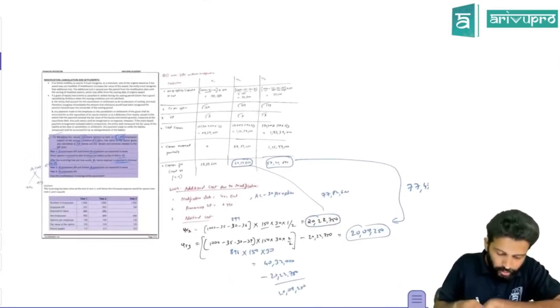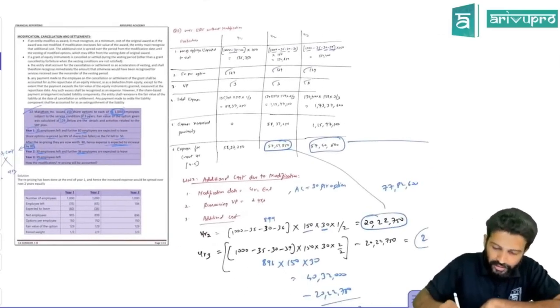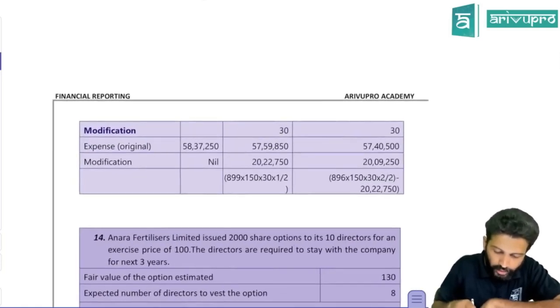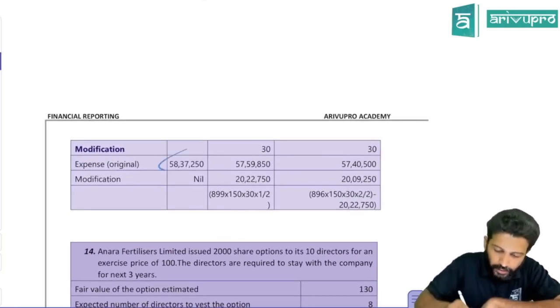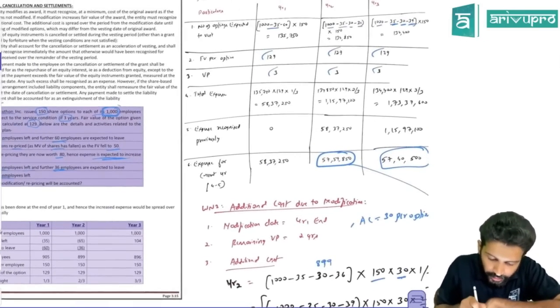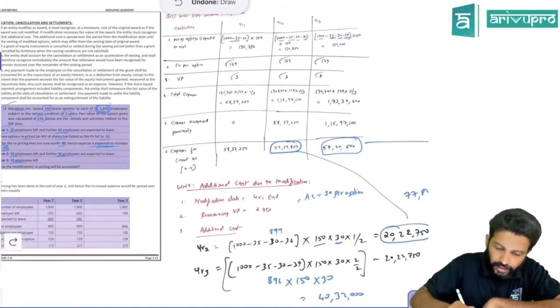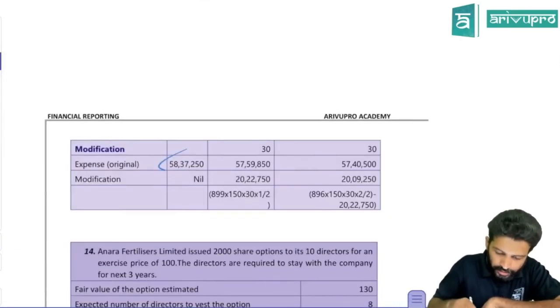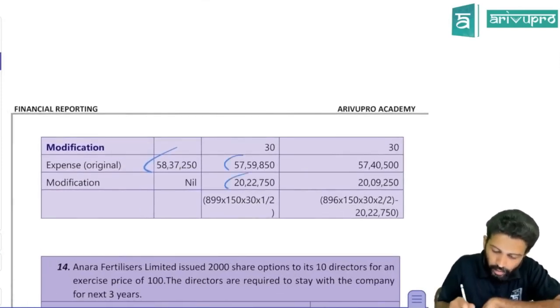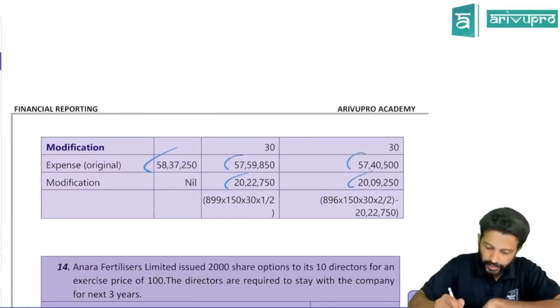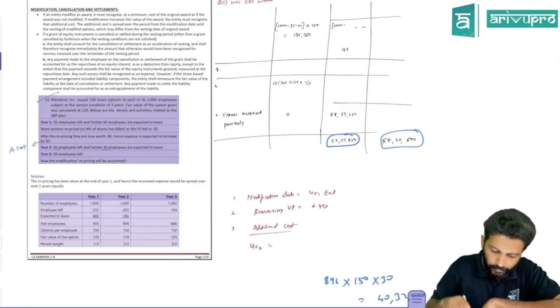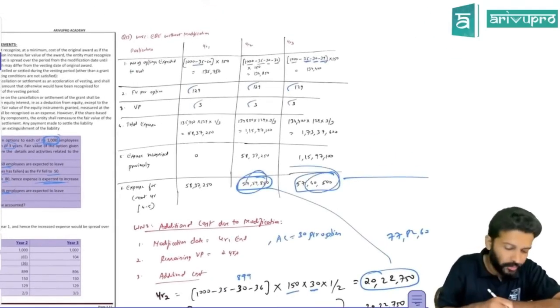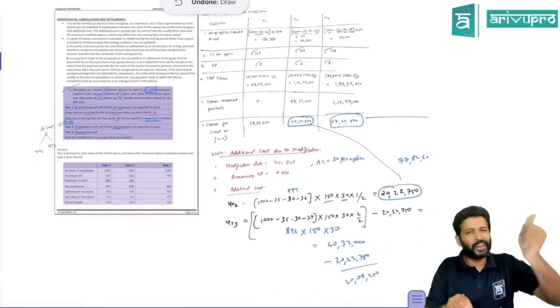Okay. Yeah, so that's what they've done. So don't worry about ICA presentation. Each thing they'll do it separately. If you want, you can just reconfirm the answer. How much did we get? 58, 37, 250. And the second year, how much did they get? In fact, they've given separately only. In fact, they've also got the same answer, 57.59 and 57.40. They've shown it separately. They've not clubbed. But journal entry, you can pass it separately.